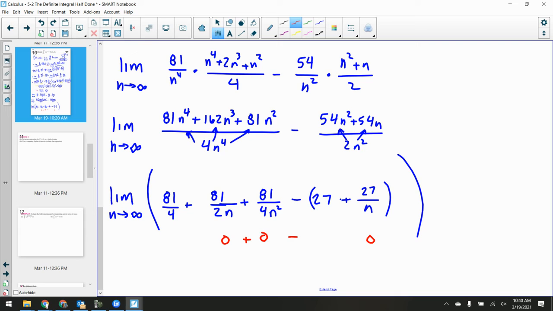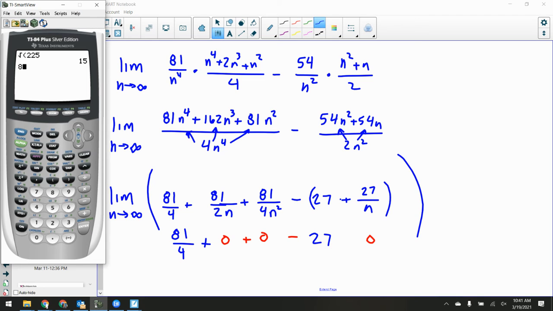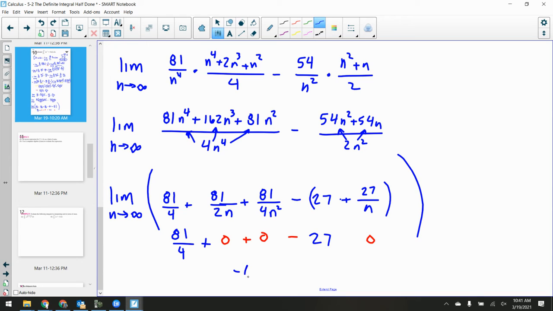Those are just numbers. So that stays. So 81 over 4 minus 27. Okay. 81 over 4 minus 27. Negative 6.75. Whoa. That's the area underneath that curve.